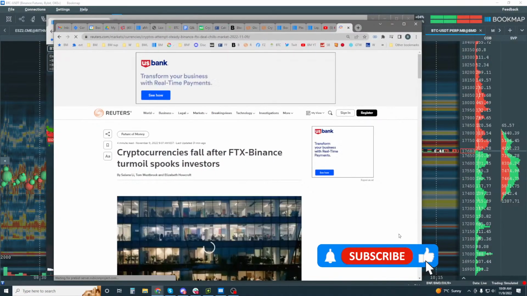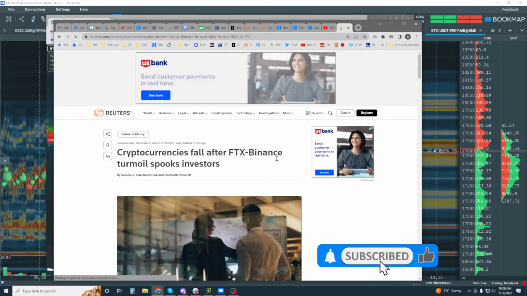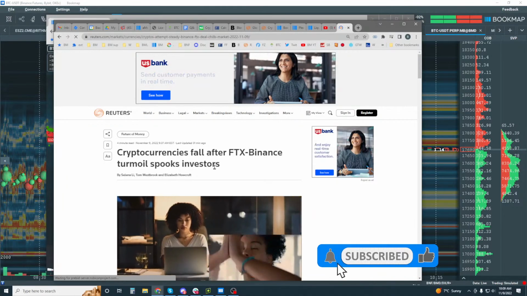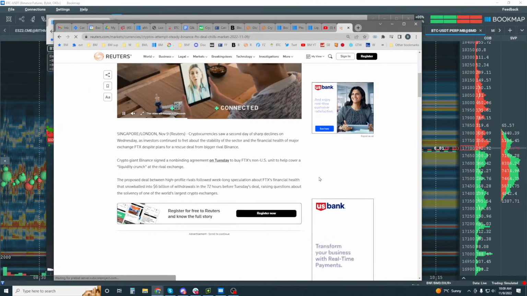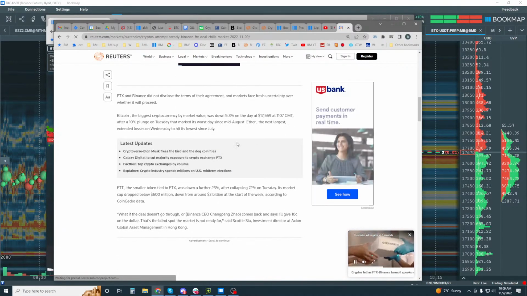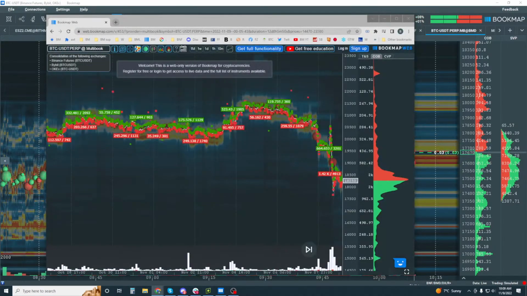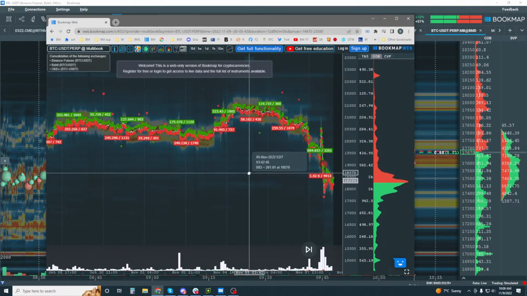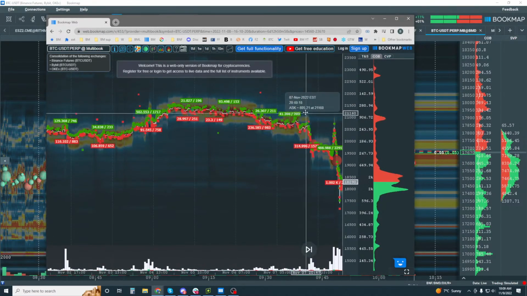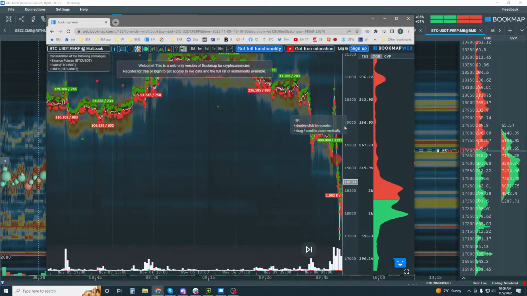All right, so cryptocurrencies fall after FTX Binance turmoil spooks investors. Okay, so there's a problem with liquidation in here from FTX and the Alameda Fund. Guys, here it is. If you want to see it play out, it's right in front of us. It's amazing to see this, to me.